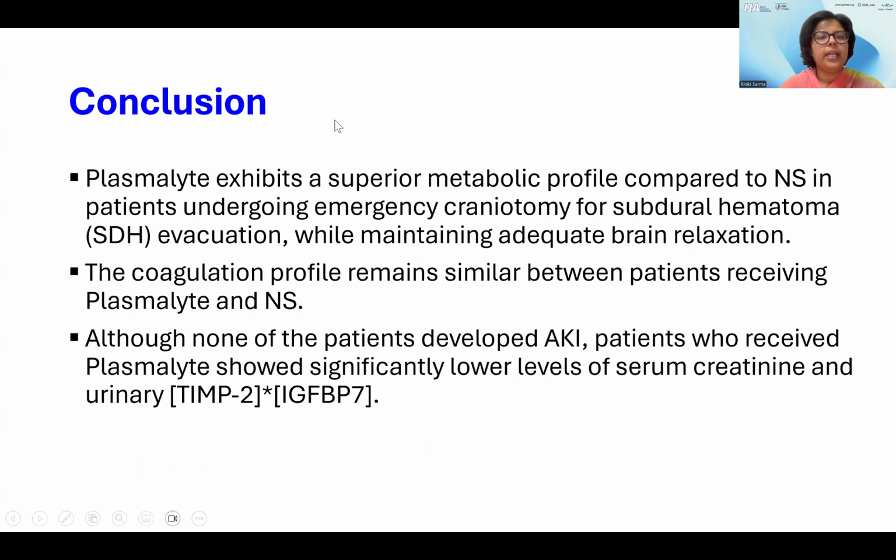So from this study, it can be concluded that Plasmalyte exhibits a superior metabolic profile compared to normal saline in patients undergoing emergency craniotomy for subdural hematoma evacuation while maintaining adequate brain relaxation. The coagulation profile remains similar between patients receiving either Plasmalyte or normal saline. Although none of the patients developed acute kidney injury, patients who received Plasmalyte showed significantly lower levels of serum creatinine and urinary biomarkers.